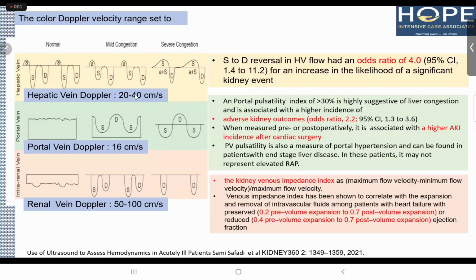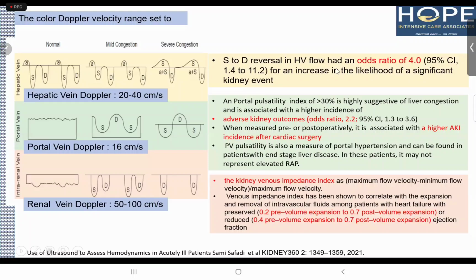That's why 20 to 40 centimeter is recommended for hepatic vein, around 20 centimeter or 15 centimeter for portal vein. And for renal vein Doppler, you may increase to 50 to 100. I think there is an error. This is again 15 to 20 centimeter for renal vein Doppler.